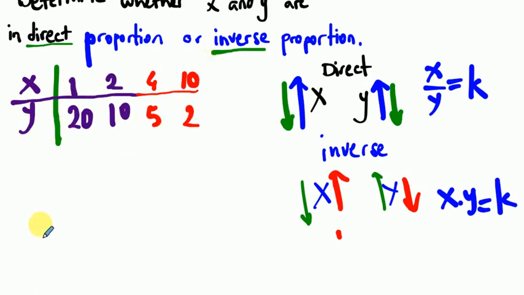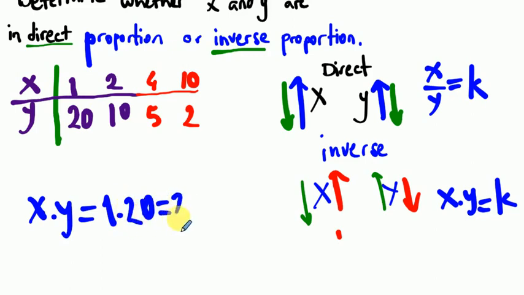Okay, can we find the connection between x and y looking at this table? Yes, we can, because if they are in inverse proportion, we know x times y will be a constant number. When x is 1, y is 20, so the constant will be 20. Looking at this table, they are in inverse proportion, because 1 times 20 is 20, 2 times 10 is 20, 4 times 5 is 20, 10 times 2 is 20. So they are in inverse proportion.